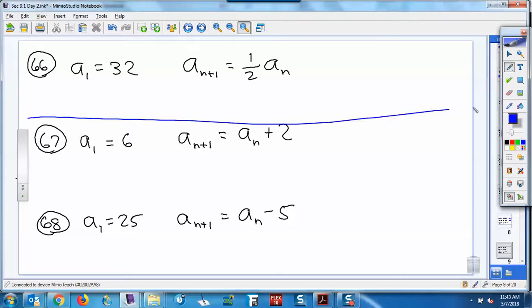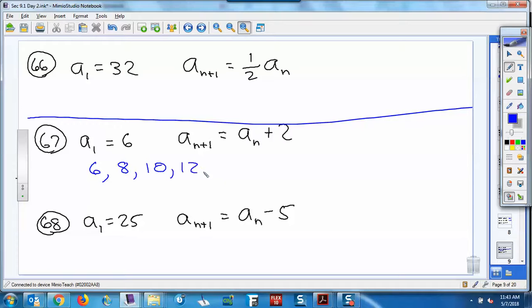Okay, so let's go to 67. Starting with 67, you were supposed to do something different, right? I think it was 67, right? That it started with. You were supposed to write the first how many terms? 5 terms, and then you were supposed to write the nth term formula. So combining the two things we've been doing. Okay, well this says, so if the first term is 6, what's the next term?